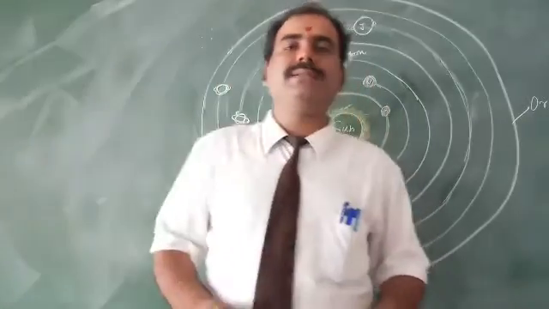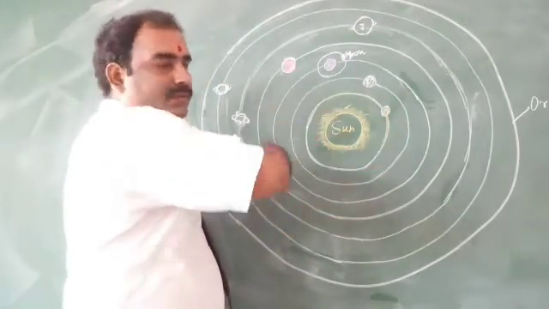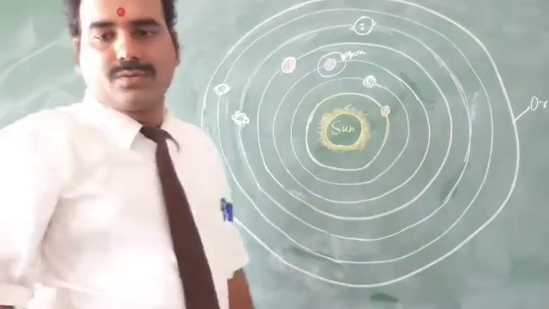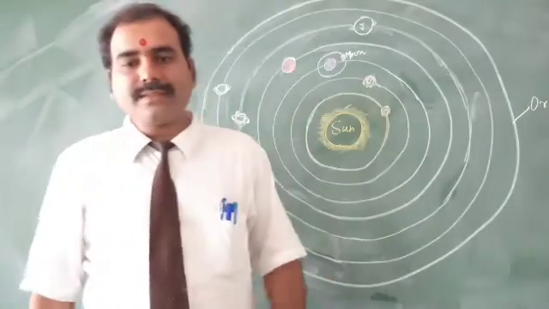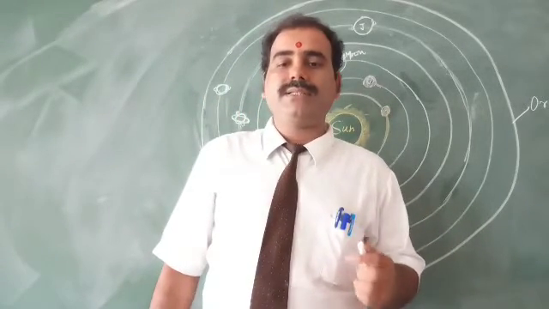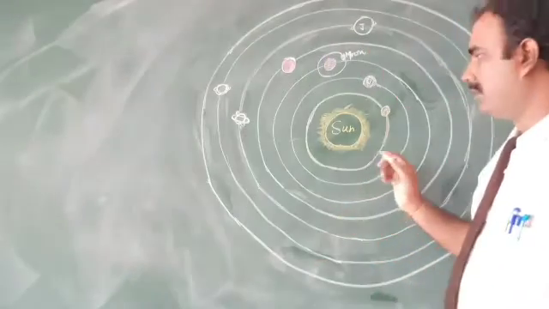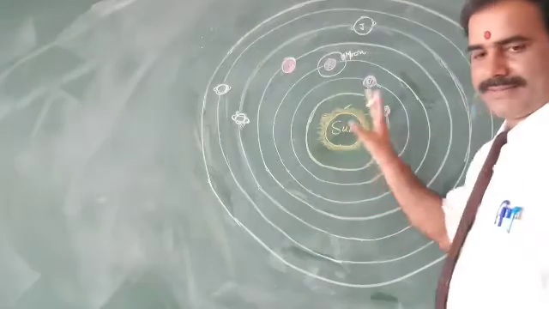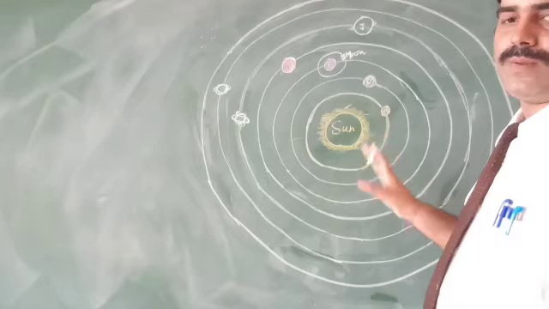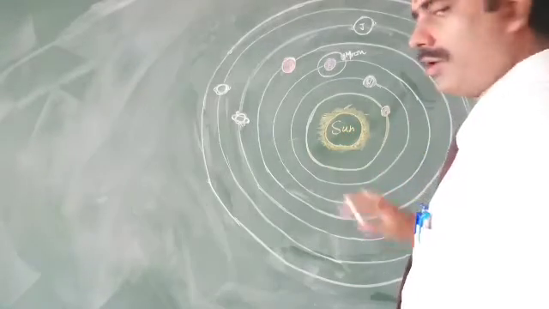The sun is at the center of the solar system. This whole part is known as the solar system, and the sun is at the center. Its gravitational pull keeps all the planets and other bodies together in their orbits.